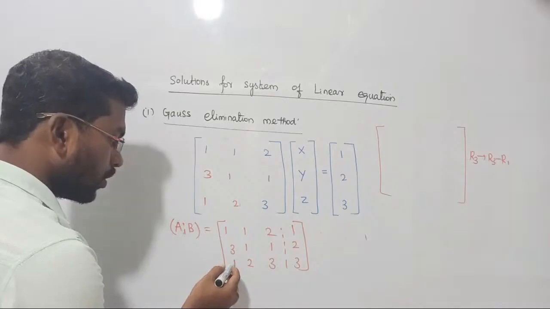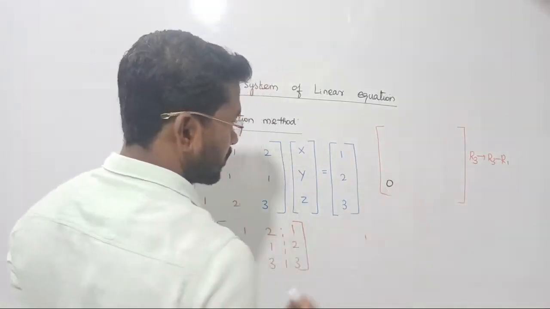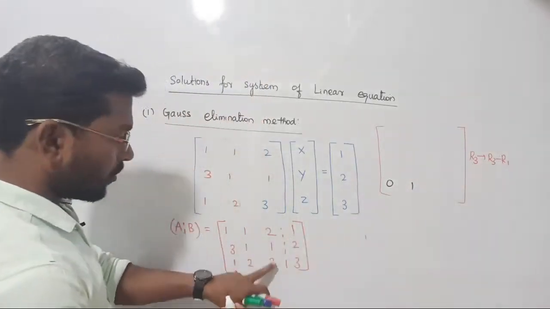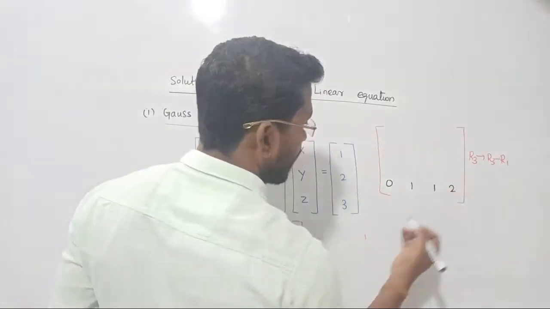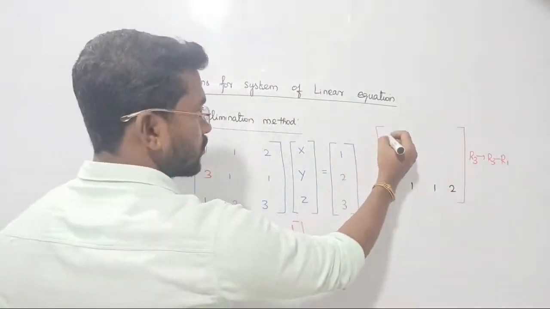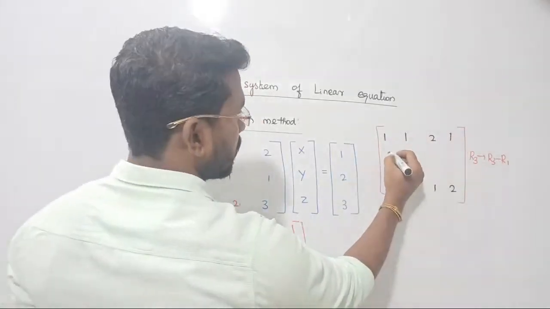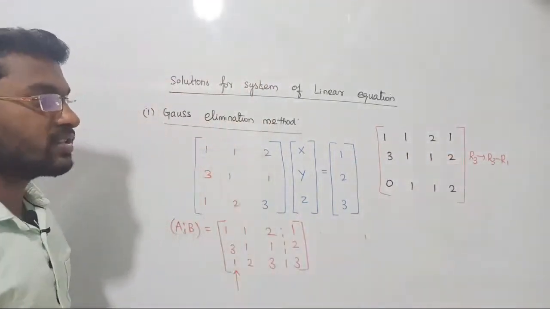Now we just subtract. 1 minus 1 is going to be 0 in the last row, right? And then 2 minus 1 will be 1, and then 3 minus 2 will be 1, and then 3 minus 1 will be 2. Correct? Yes, last row. The rest of the rows remain identical: 1, 1, 2, 1. I am not touching the rest of the rows. And 3, 1, 1, 2. That's all.